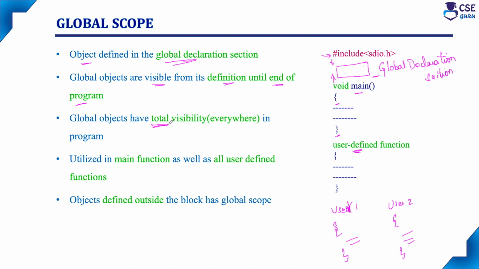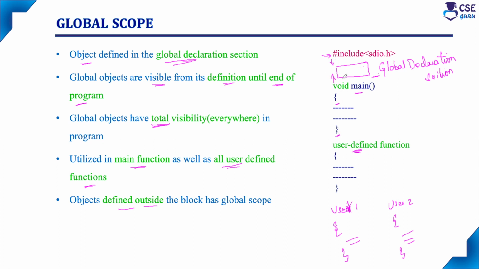It won't raise any error. And it is utilized in the main function as well as all user-defined functions. Objects defined outside the block have global scope. If you are declaring the object within the block, it will have a local scope. Object defined outside the block.